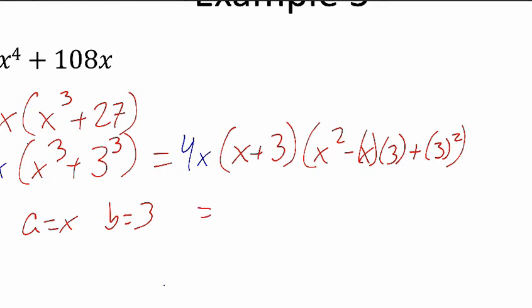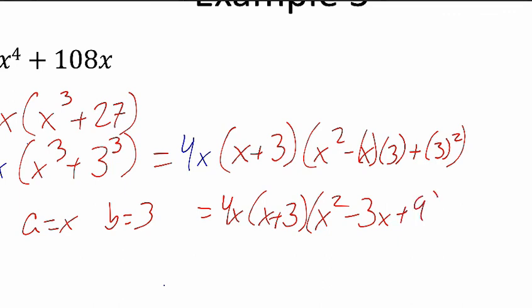Cleaning this up just a little bit more, we got 4x still up front, x plus 3, that hasn't changed, x squared is already cleaned up, x times 3, we'll just write that as minus 3x, and then 3 squared is going to be plus 9. So that is as factored out as we can get it.